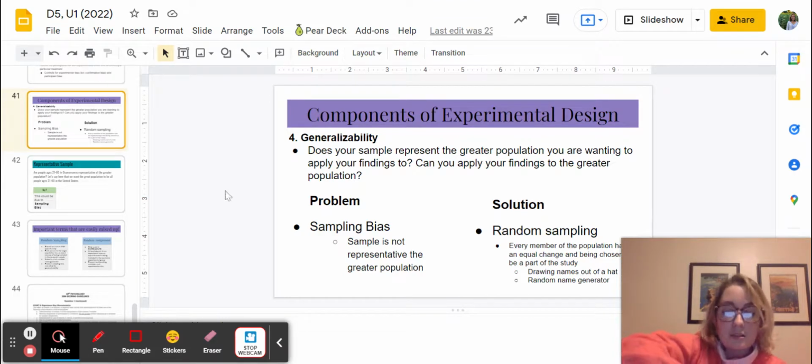So you need to make sure: does my sample represent my population? And if it doesn't, then you have sampling bias happening. And that's, again, something that can be a confounding variable, and it's not going to make your study credible.